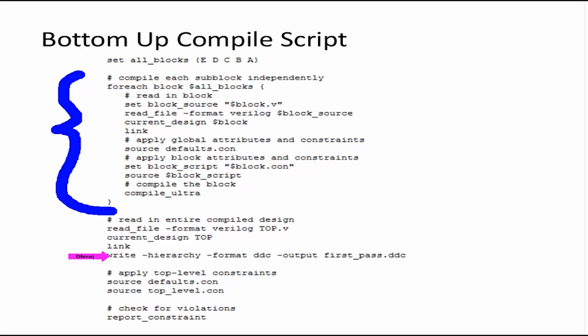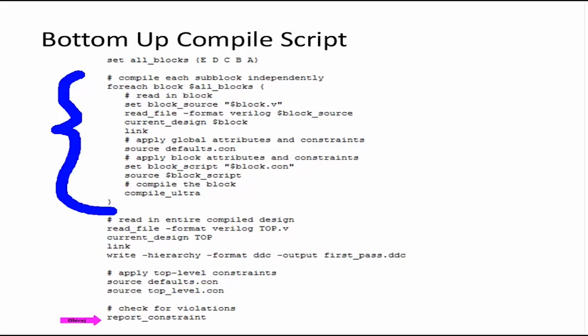The write command will write out a DDC format. DDC is a binary format. You can also write a Verilog format. So we write out the first pass DDC. Now we apply the top level constraints, and we check the timing. This is for checking the violations. So what this first part is doing is compiling all the subdesigns. It is reading the top level, and it is applying the top level constraints.